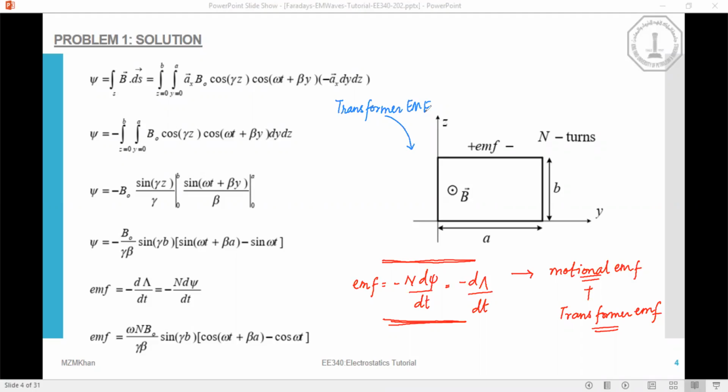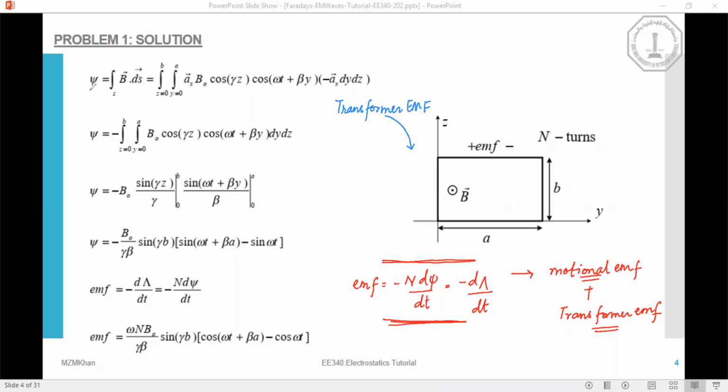We know that you can also use the transformer EMF, which is the closed line integral of E bar dot dl, or minus the integral over the surface of dou B bar over dou t dot ds. This is the expression for the transformer EMF, right? You can use that and solve it. But here, the much easier way is this one.